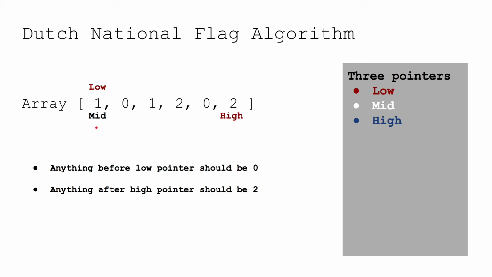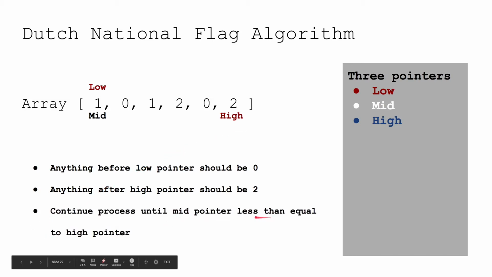Okay, to achieve that we have to iterate over this array with some logic, and that logic will continue until the mid pointer is less than or equal to the high pointer. That means as soon as your mid pointer crosses the high pointer, the logic should stop. So next we will see what that logic is.